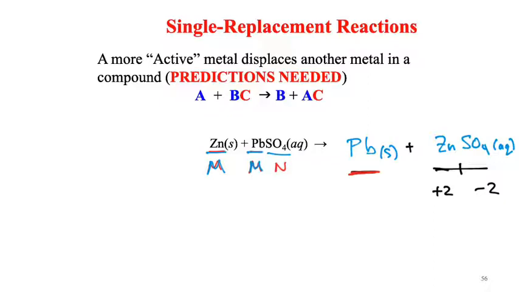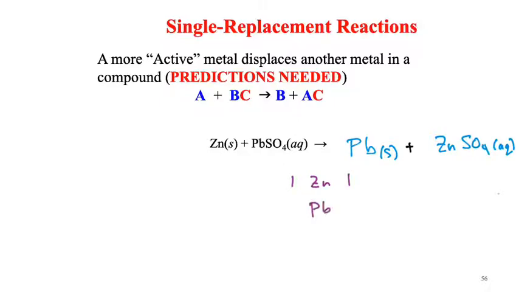Okay? Now the next question. Is the equation balanced? We have to go through it? Fair enough. Fine. Not happy about that, but that's fine. I don't have to be happy, right? How many zincs do you have on the left? How many, and on the right? Sorry. How many leads on the right? And on the left? How many sulfates? 1 and 1.